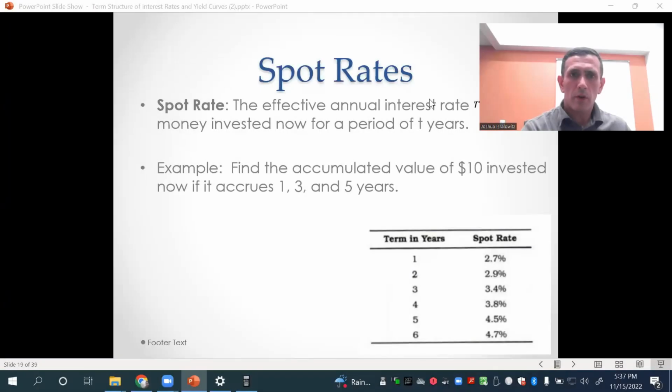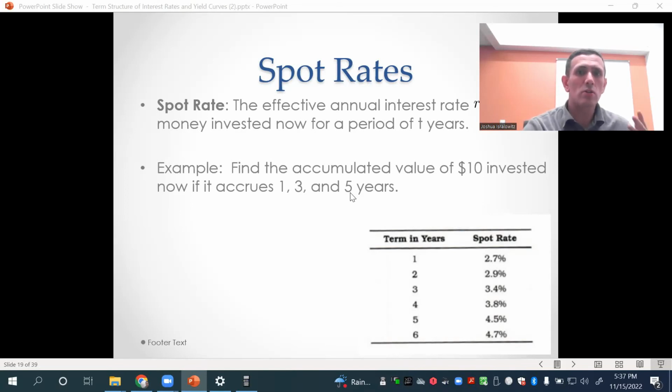Okay. All right, so before I do a more interesting example taken from the Exam FM sample question database, that PDF I showed you before, let's do a very easy example to illustrate using accumulate values with respect to spot rates. So let's find the accumulate value of $10 invested now if it accrues 1, 3, and 5 years of interest. To be clear, this means I'm going to get 3 different answers corresponding to these 3 time periods.